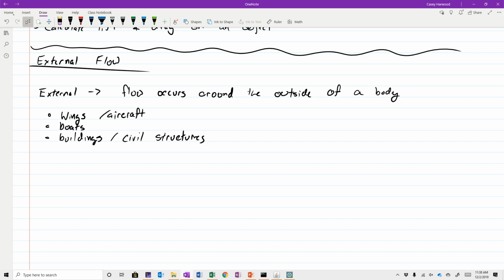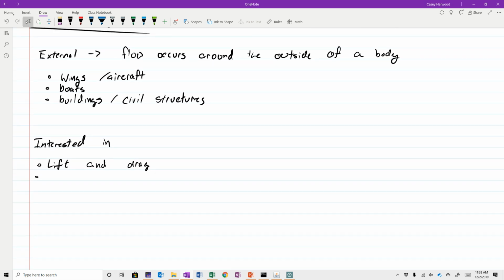If we're dealing with vehicles, aircraft, cars, boats, what's the drag on that object resulting from its own motion? And if we're dealing with buildings or civil structures, we're interested in knowing what the necessary structure of that building is to withstand some wind load. So we're generally interested in the lift, drag, and then in some cases we're also interested in the actual flow fields. By that I mean the velocity fields and the resulting flow patterns.